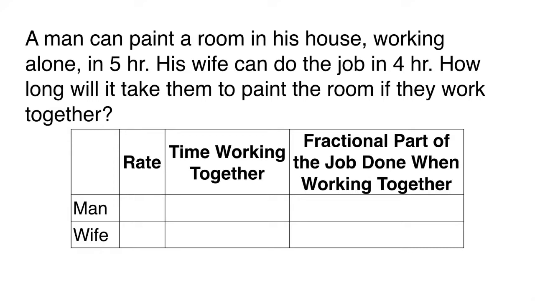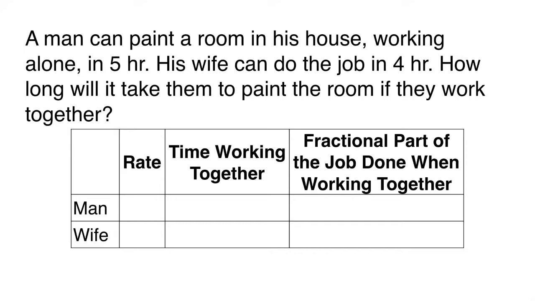To solve this problem, we'll use a table to organize the information that we're given. We'll have a row for the man and a row for his wife, and then we'll have columns for their rates, the time that they take when working together, and then the fractional part of the job done when working together. We know that a man can paint a room in his house working alone in 5 hours.